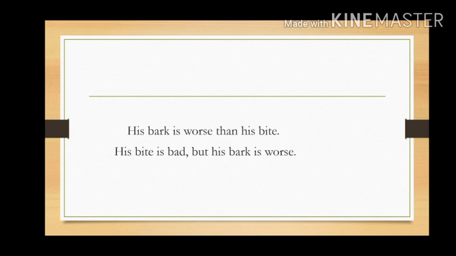Next sentence. His bark is worse than his bite. You have to write like this. His bite is bad, comma, but his bark is worse.